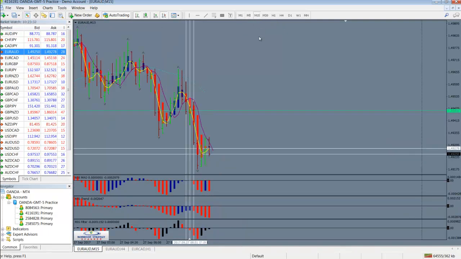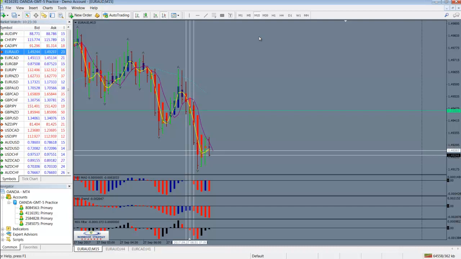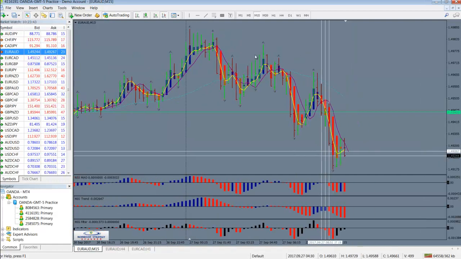So that's why this is a good strategy, in that it doesn't give you a lot of signals, but the signals it does give you are very high probability. Let's look for some others now just to confirm this in your minds.